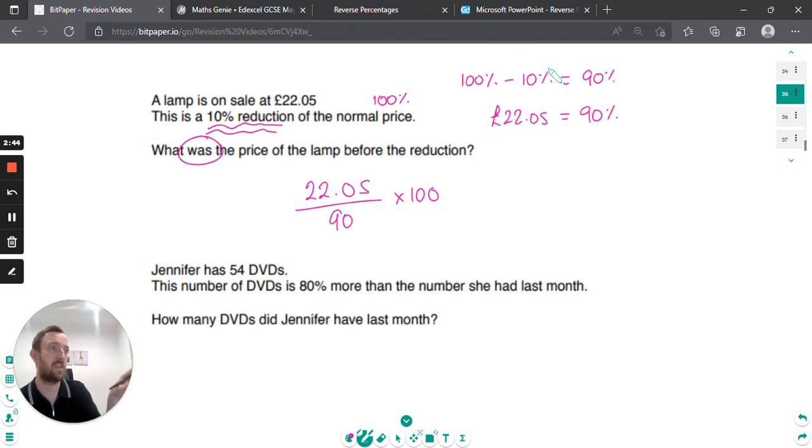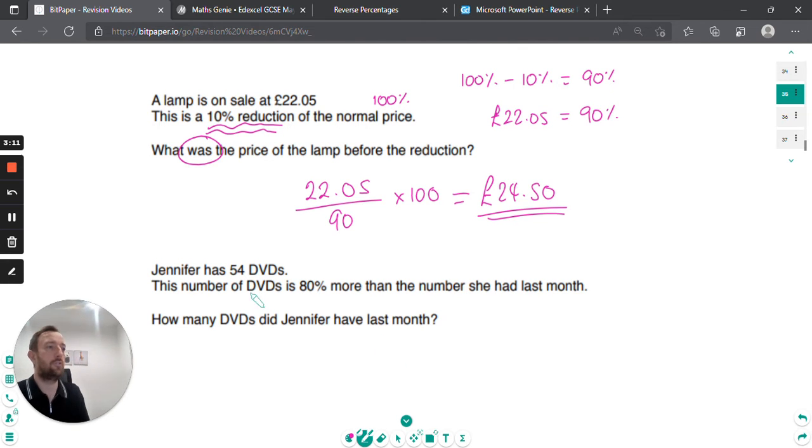So in this case, it's 90% of the full amount. So we divide it by 90, and then we times it by 100 to find out what that full amount, that full 100%, was. Okay, so we'll just do that on my calculator really quick. So £22.05 divided by 90 and times by 100, it was £24.50. And that's it.